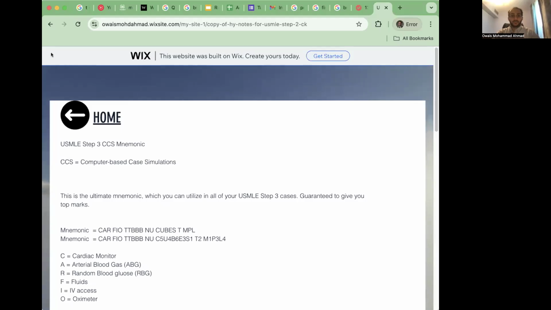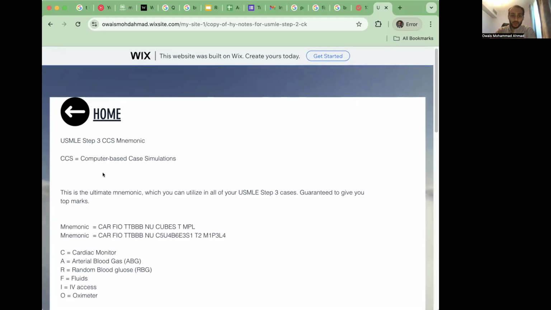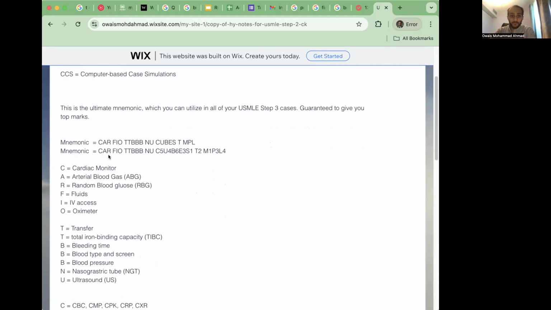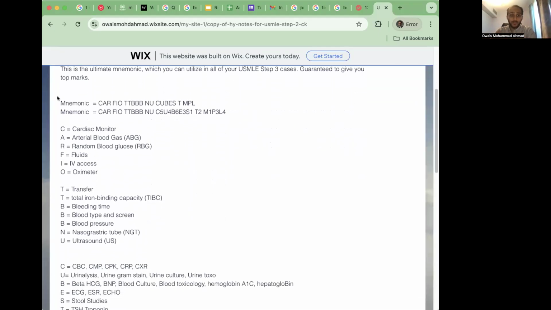Hey guys, today we're going to be speaking about a USMLE Step 3 mnemonic. I want to speak about this for the CCS case of Step 3, computer-based case simulations. It's a really big part of your overall test, so you want a good solid mnemonic that applies for every single scenario. This is one of the great mnemonics, and it'll guarantee you some top marks.